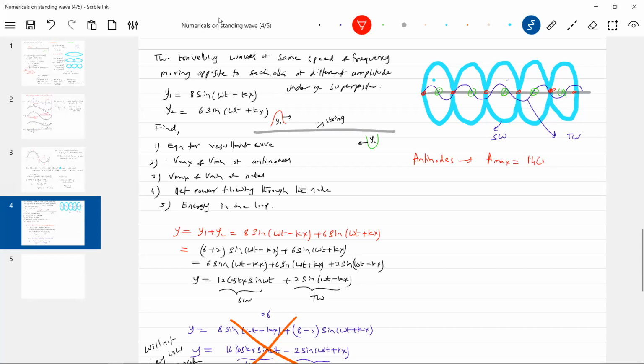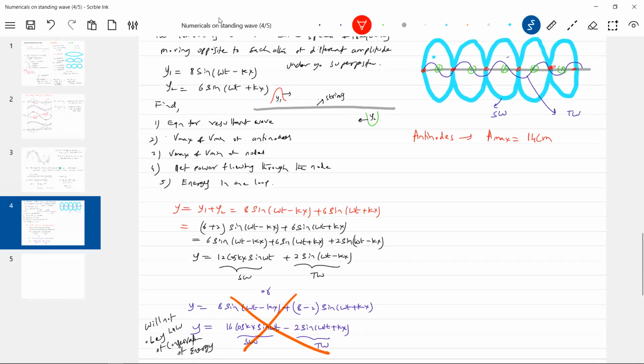Sir, can you explain why the second equation will not obey? Second equation, what is the maximum displacement of any point on a rope? It will be 16. This sign can be negative also, no? The negative will become positive. 16 plus 2, 18. But what is the maximum permitted displacement according to superposition principle? Should be 14.